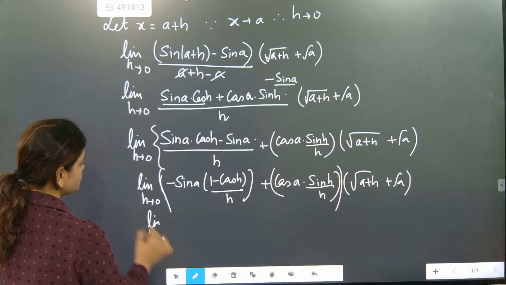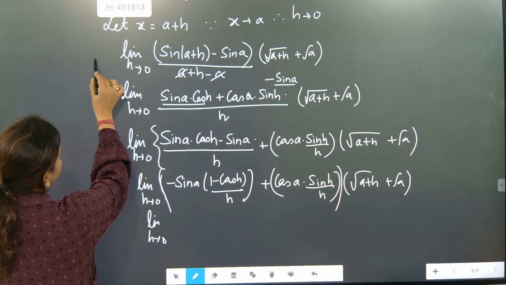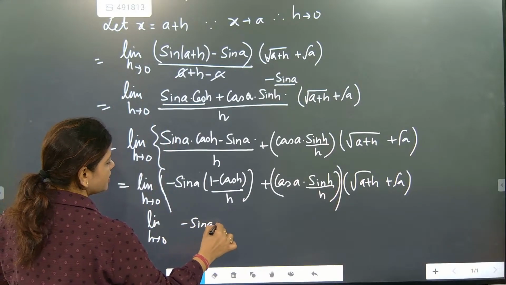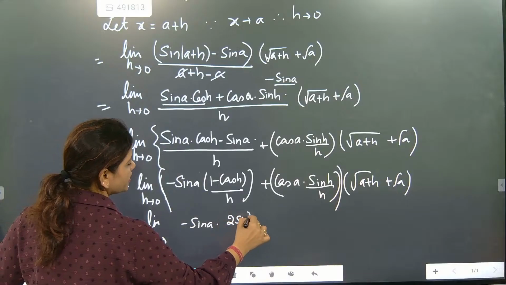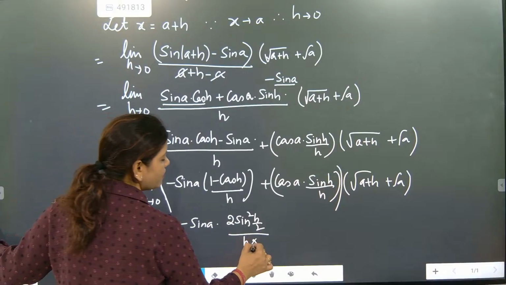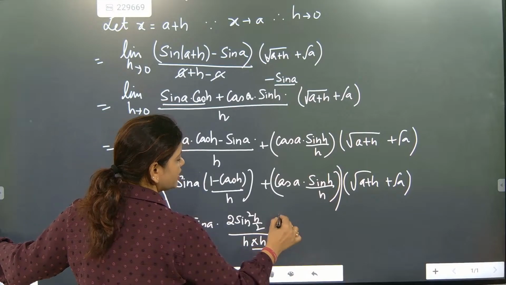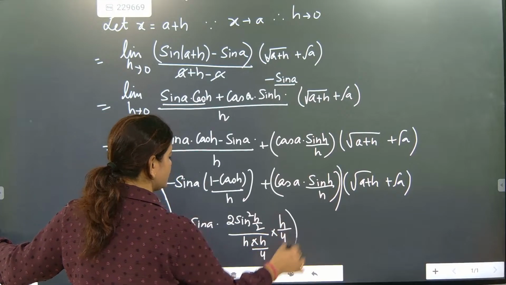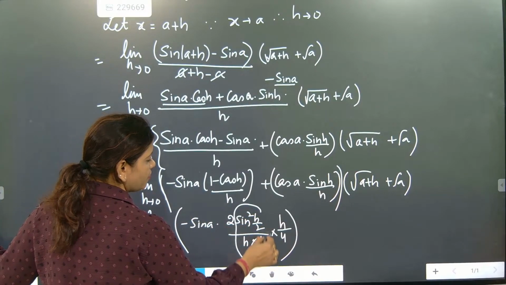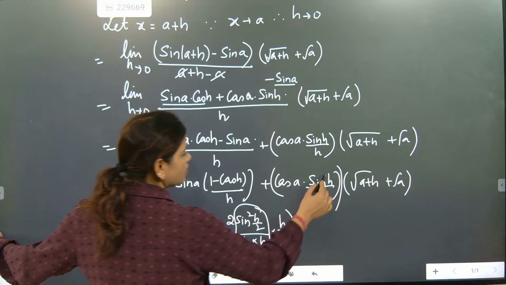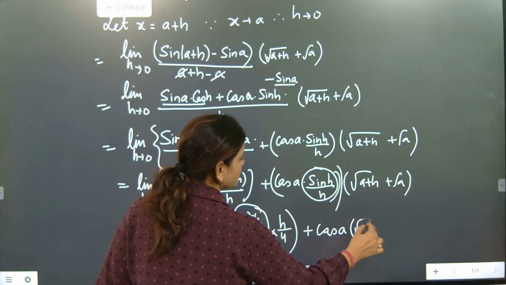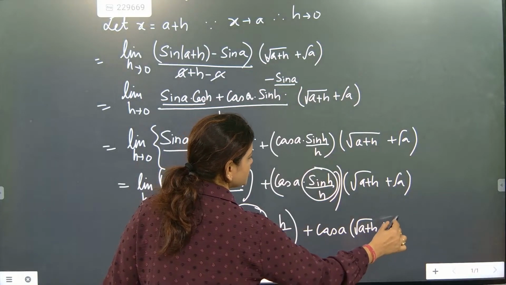Now limit h tends to 0 minus sin a, it will become 2 sin square h by 2. Then here one h is there. You need to multiply one more h by 4 and here also one more h by 4. Okay, so now this section total will become 1 and here also it will become 1. So this section is left as cos a plus h plus a.